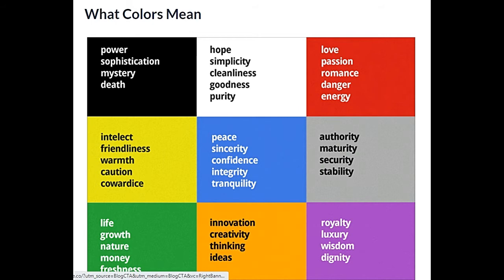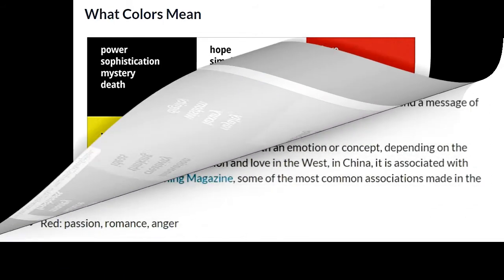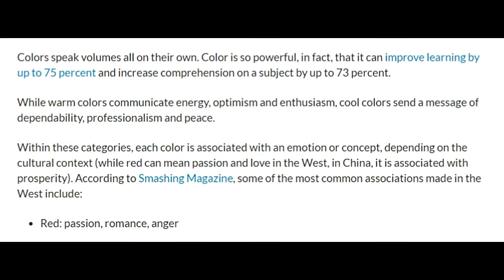The blue color is for peace, sincerity, confidence, integrity, and tranquility. Orange is for innovation, creativity, thinking, and ideas, while red is for love, passion, romance, danger, and energy. Gray is for authority, maturity, security, and stability, while violet is for royalty, luxury, wisdom, magic, and dignity. Colors speak volumes all on their own.